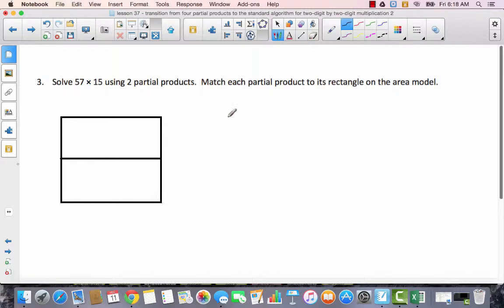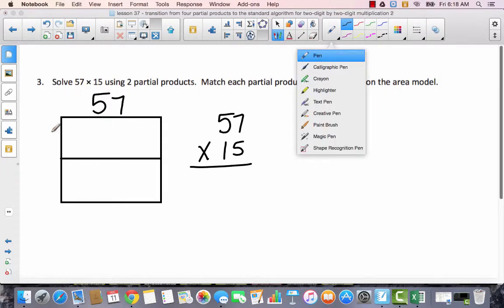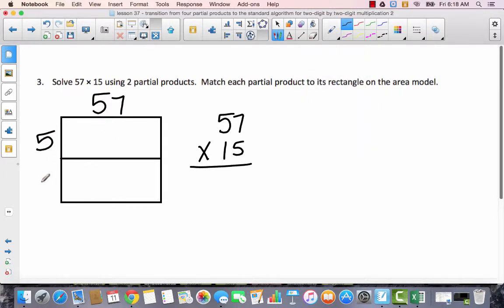So if I'm doing 57 times 15, the number on top stays whole. So I'm going to put 57. And then I'm going to take 15 and divide it into expanded form. Now I'm going to put the 5 on top because when we get ready to transition to standard algorithm, you're going to be multiplying the 5 first. So I think it's important to look at it that way. All right, so we're going to do 57 times 5.